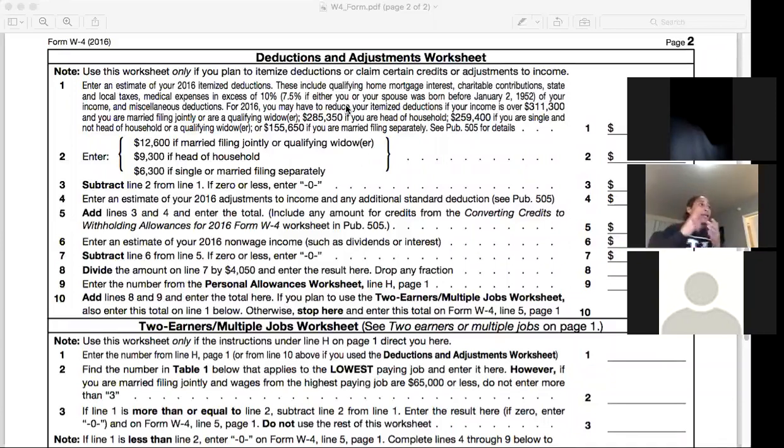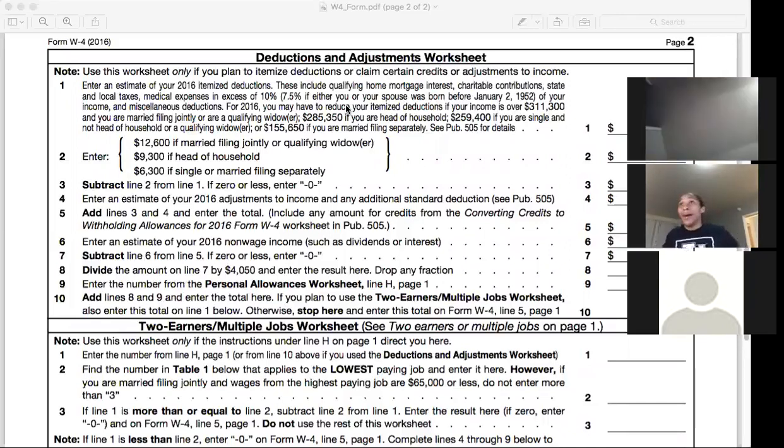All right? So 1 says, enter an estimate of your 2016 itemized deductions. These include qualifying home mortgage interest, charitable contributions, taxes, medical expenses, and so on. Right? So basically, this is what's key here. You ask a person, or you know when you filed your taxes last year, did you have a Schedule A? What's a Schedule A?